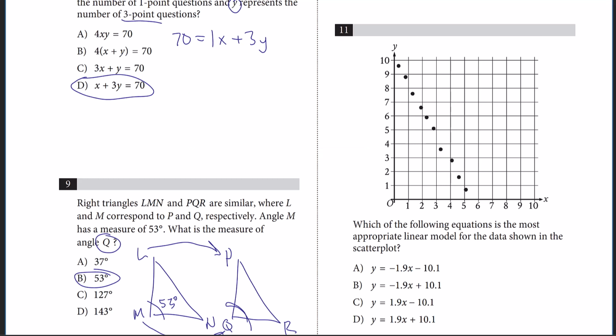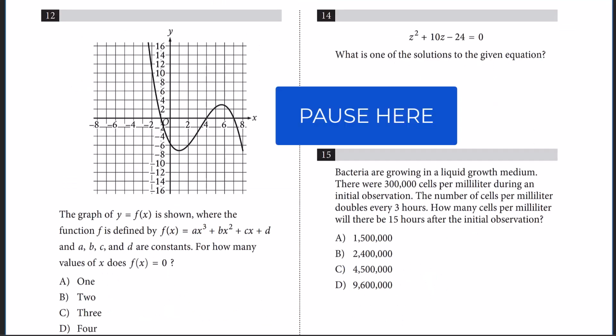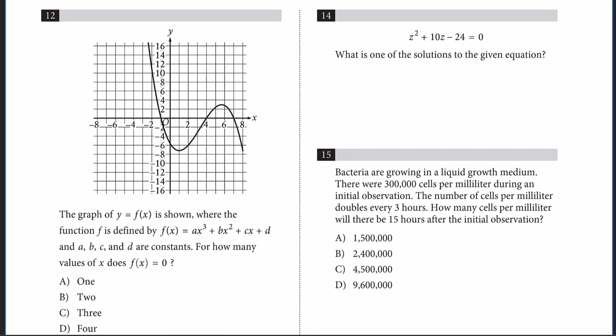Okay, first thing to note is we have a downward slope. So just look at these answer choices. You're going to get rid of C and D because those have a positive slope. So it's either A or B. And let's look at the y-intercept. The y-intercept is somewhere up there. So it's not going to be a negative 10.1. It's got to be B. Question number 12. Go ahead and pause the video. Take a look at this.